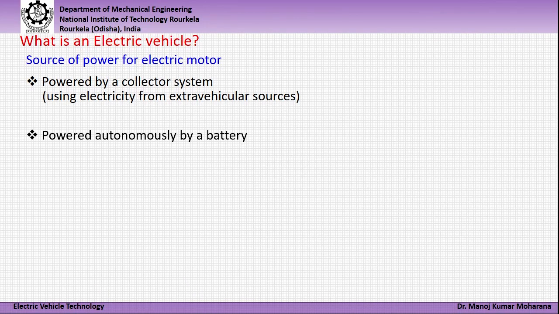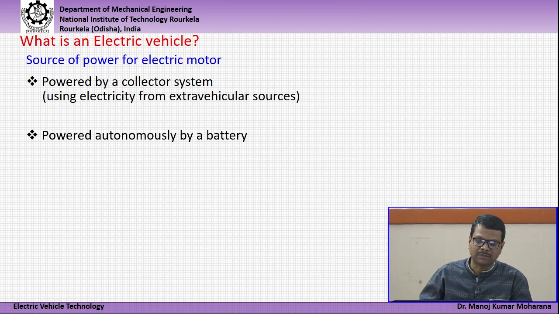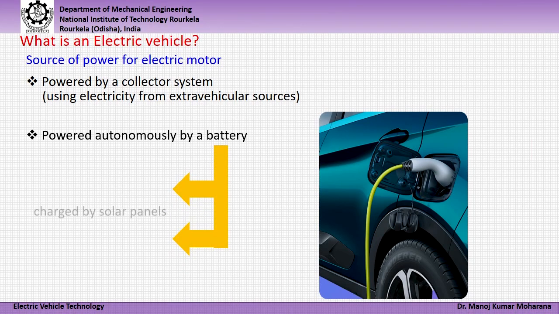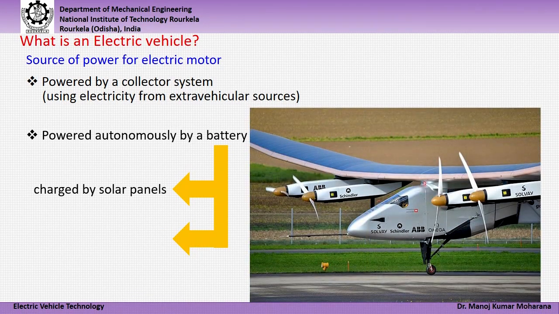Then secondly, we will talk in detail about being powered autonomously by a battery. So, here you can see these photographs where an electric car is being charged with the help of electric ports. As we discussed earlier, the source of power can be a solar panel. As you can see here in this photograph, a small aircraft has solar panels installed at the top of its wings, where it continuously receives solar energy and provides this energy to the battery.